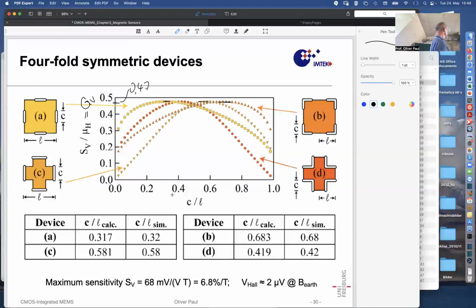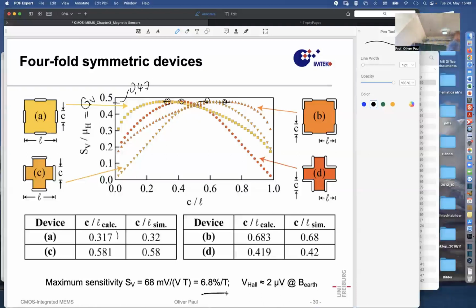And if C becomes smaller and smaller, then somehow you're lower, and if it gets larger and larger, then you also get worse. And so for any of these geometries, you can obtain some maximum of the geometrical parameters to reach that best possible sensitivity. Here is also the fourth one. So this was part of Martin Ponniel's thesis, and the maximum sensitivity is these 6.8% per Tesla.